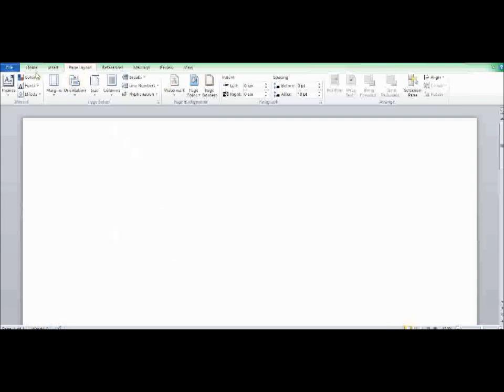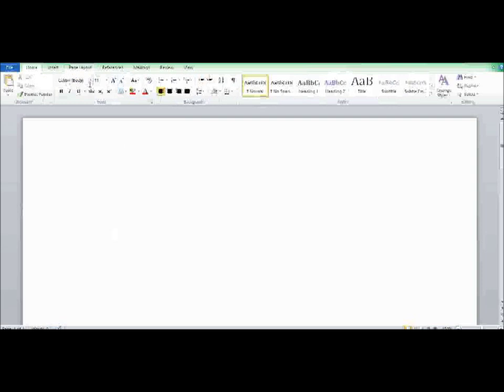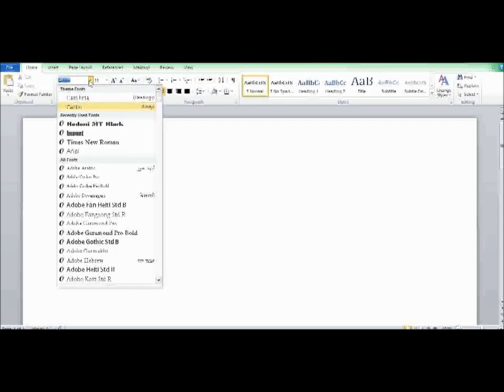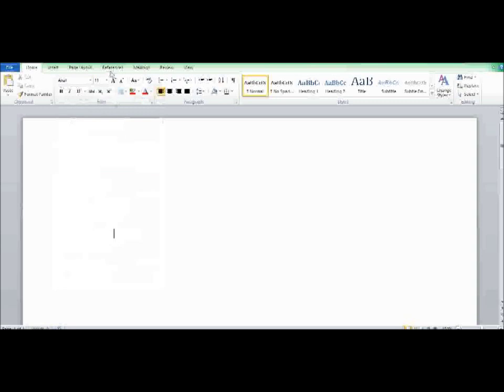Now go to the home page and select the font Arial. Now select the size of your alphabet, that would be 13. Now you are ready to write a plaint. If any other specification has been selected here, just select normal.